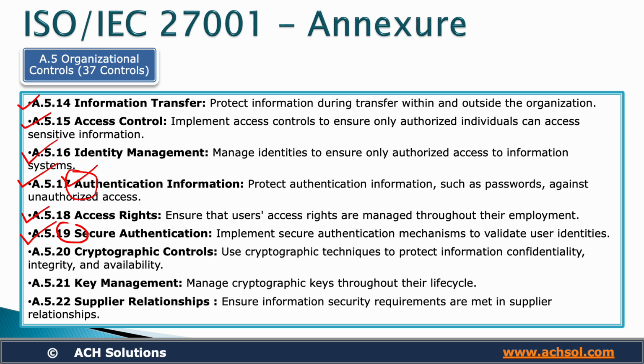So let's understand it. The previous one, which is A5.17, was suggesting authentication information protection. Whenever you have the authentication information in your servers, like passwords or biometric data, or whatever key is required to authenticate yourself, that information shall be protected. Now, this one talks about implementing a secure authentication mechanism to validate user identities. Understand it with an example.